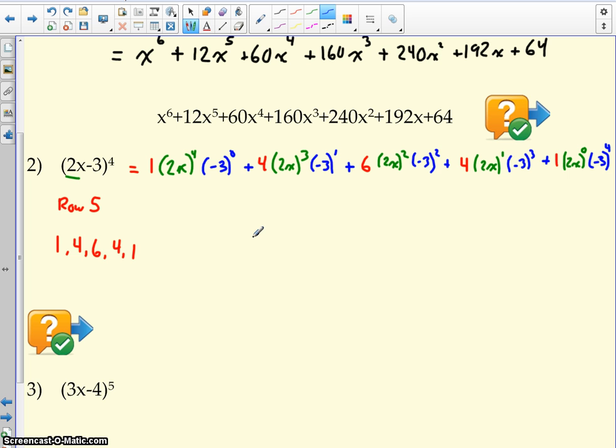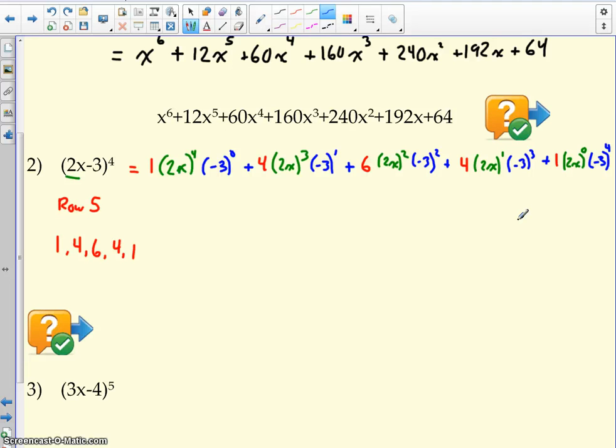Okay, so hopefully you got something like this. Again, I'm adding 1 to each exponent on negative 3 as I move through. I'm subtracting 1 from the exponent on 2x as I move through, and my coefficients come from Pascal's triangle. So once you have this, that's a really good start, but again, we have to simplify it.